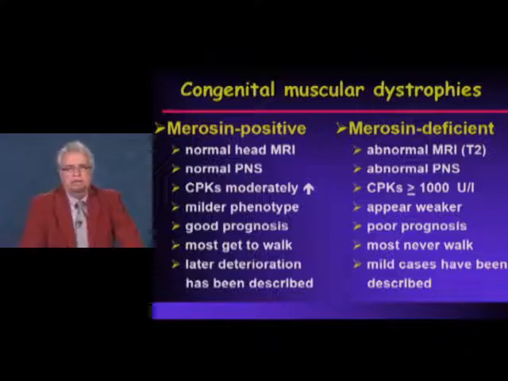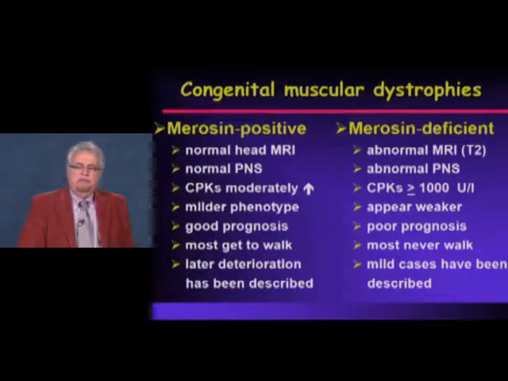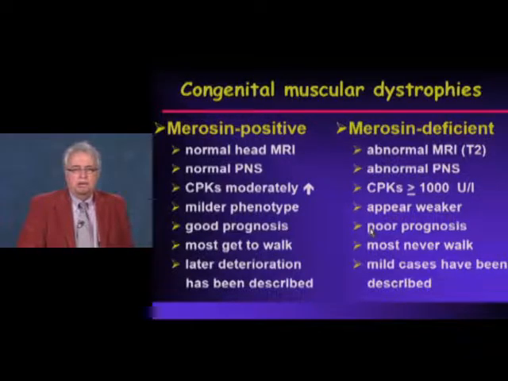Now, merosin deficient CMD is also characterized by other findings. If you do an MRI, the MRI of the brain is abnormal. If you do nerve conduction studies, they also can be abnormal. The CPK tends to be quite high, more than 1,000 units. These children appear to be weaker. They tend to have poor prognosis. Most of them never walk, but mild cases have also been described in the literature.